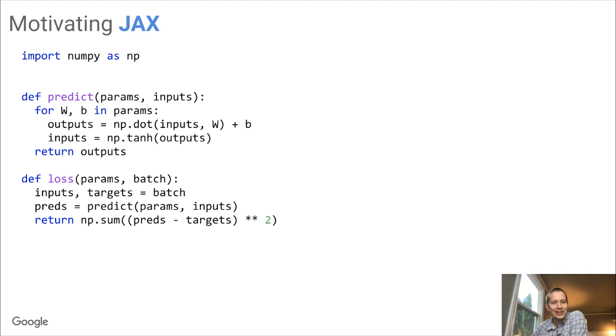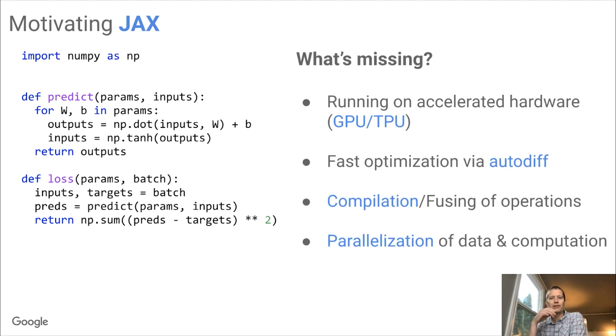This is what deep learning is, except that to really go deep, to really scale this to lots of data and to very large models, you need to be a lot more efficient than what you can do with just NumPy by itself. So what are some things that are missing here? Often in deep learning, in order to get this sort of performance, you need to run on accelerated hardware like GPU and TPU. And that's difficult with stock NumPy.